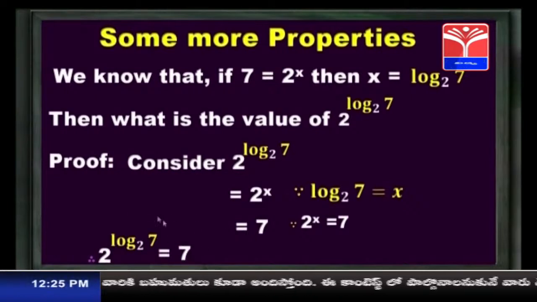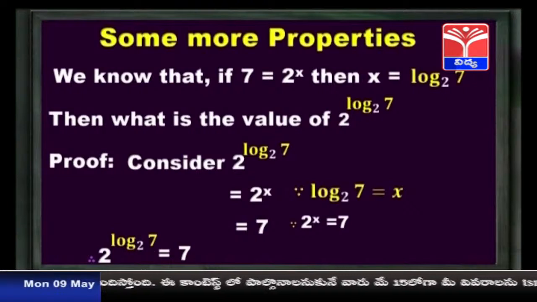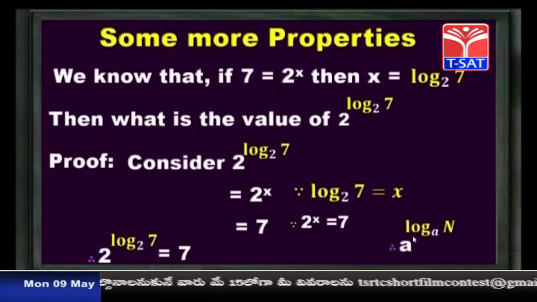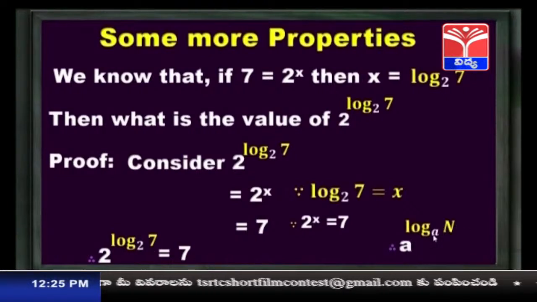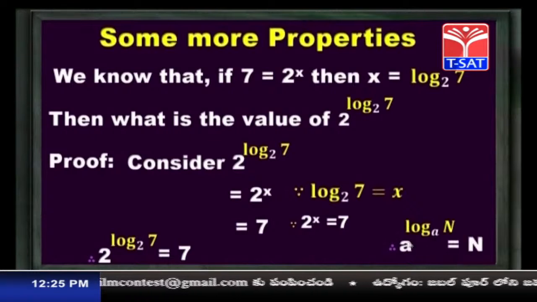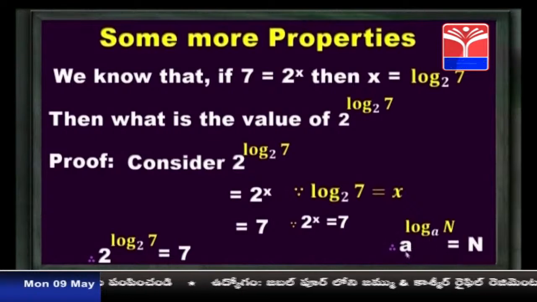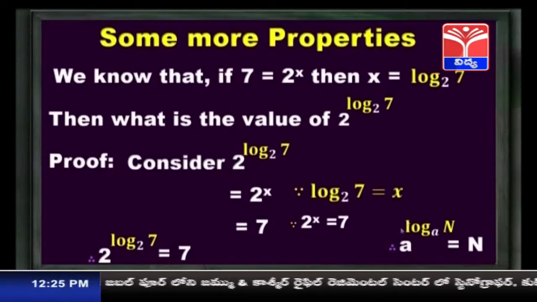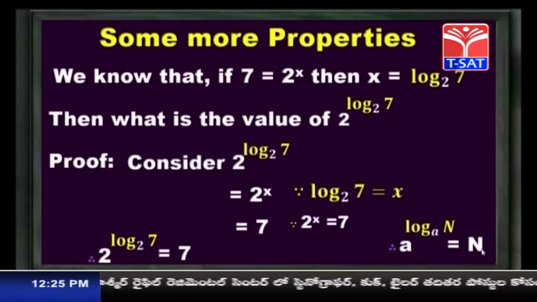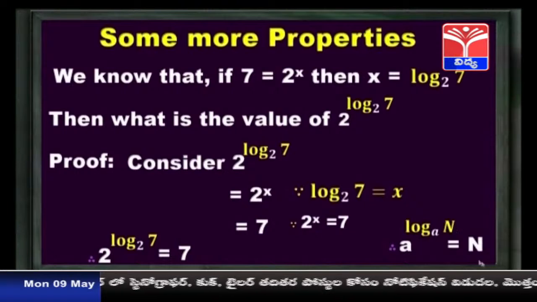So, we can generalize this by replacing 2 by a. The generalization is a power log n to the base a is equal to n. The base and the log base both are the same. We can say the value is always equal to n only. A power log n to the base a is equal to n.